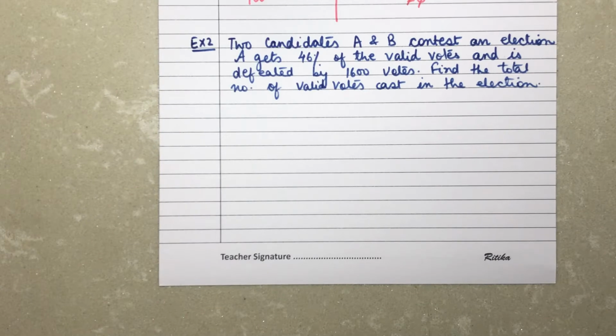Now let's look at example number 2. Example number 2 says that two candidates, A and B, contest an election. A gets 46% of the valid votes and is defeated by 1600 votes. That means A got fewer votes than B, and the difference between the two is 1600. That is, B got 1600 more votes than A. Find the total number of valid votes cast in the election.